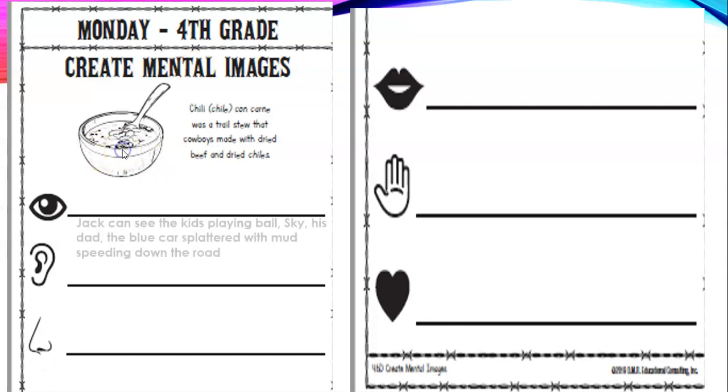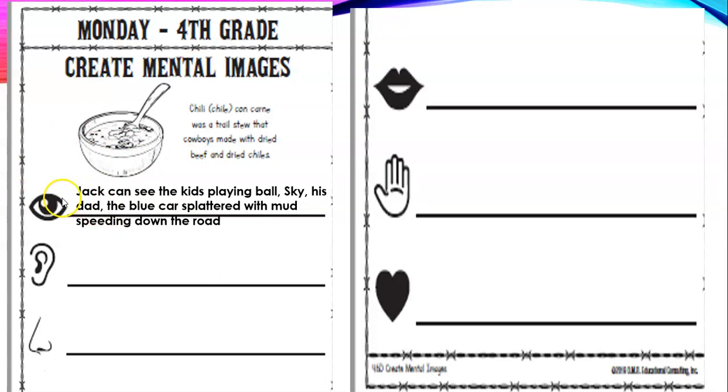Okay, so let's go ahead and write that in the first one. So we're going to write down Jack can see the kids playing ball. He can see Sky, his dad, the blue car splatter with mud, speeding down the road. He can literally see that. So if you were there with Jack, this is everything that Jack can see.